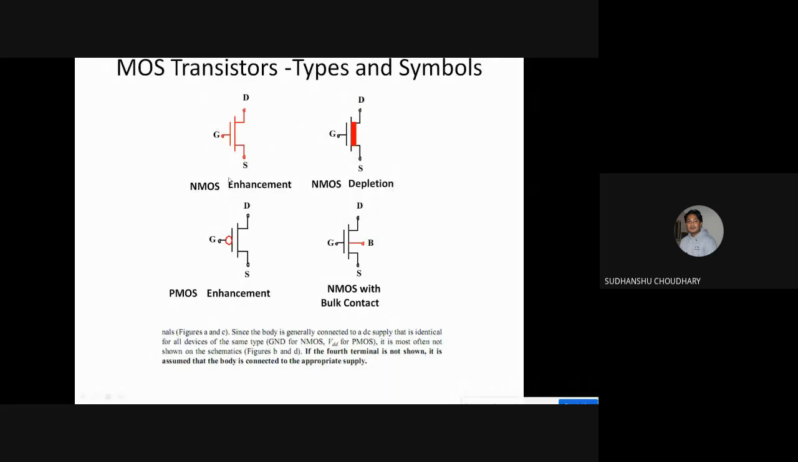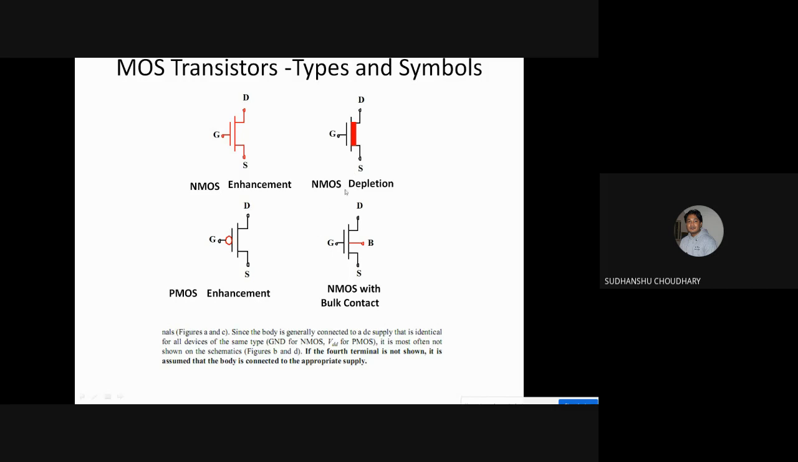Now there are two types of MOS transistors. One is enhancement mode and the other is called depletion mode MOSFET. The symbol of enhancement MOSFET is this. This is NMOS. And PMOS is represented by a bubble at the gate. So this is PMOS enhancement.